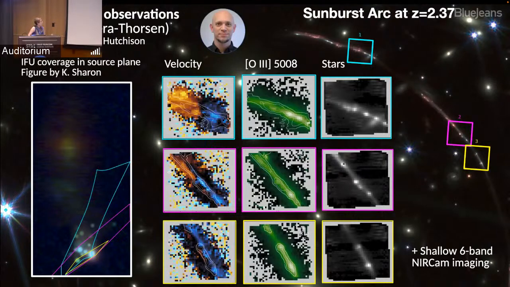All right, last thing. So this is part of a family of IFU programs that are happening in cycle. This was from cycle 1. TEMPLATES is from cycle 1.